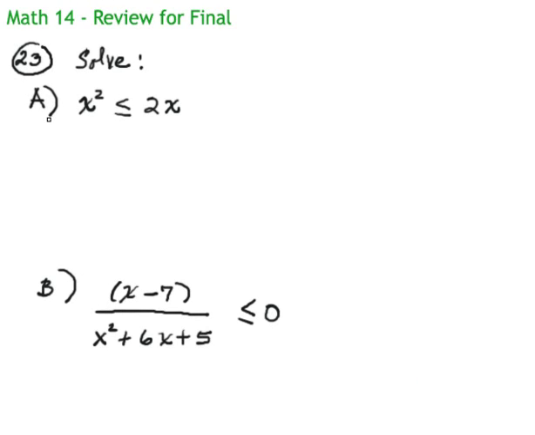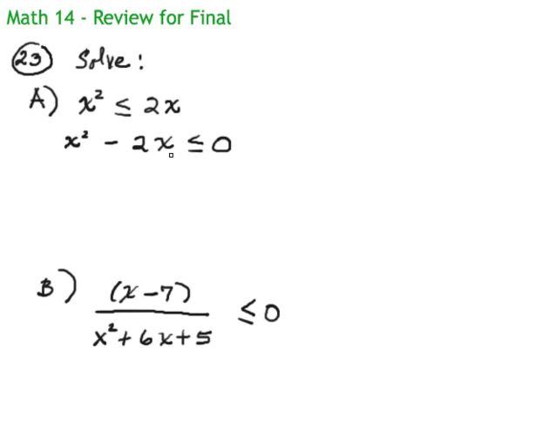In number 23, we have a few inequalities. The first one is a quadratic inequality, and we start by setting the right-hand side equal to 0, and then we do a plus-minus analysis. Okay, so let's do that. Subtract 2x from both sides. Okay, now the right-hand side's equal to 0.